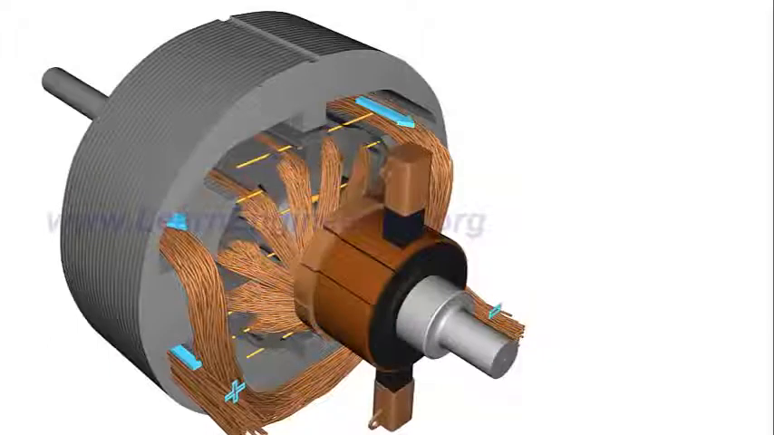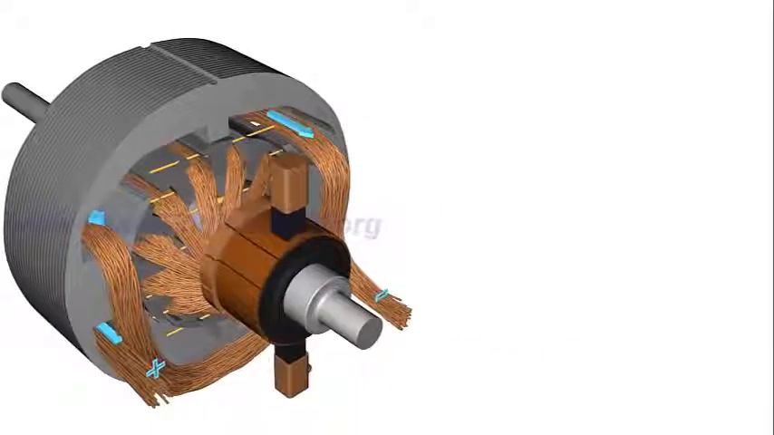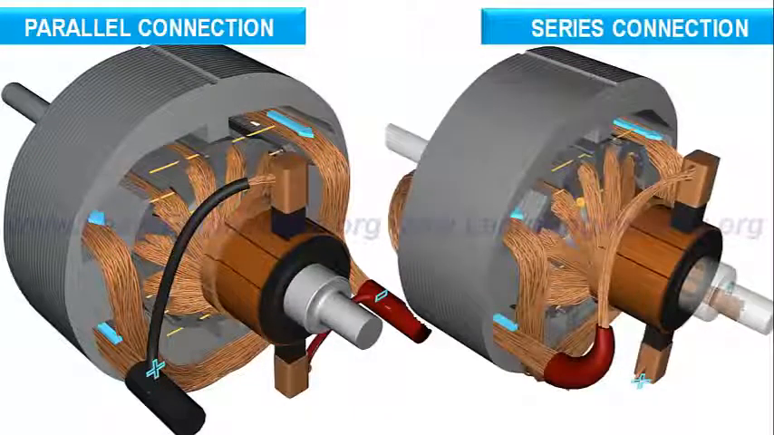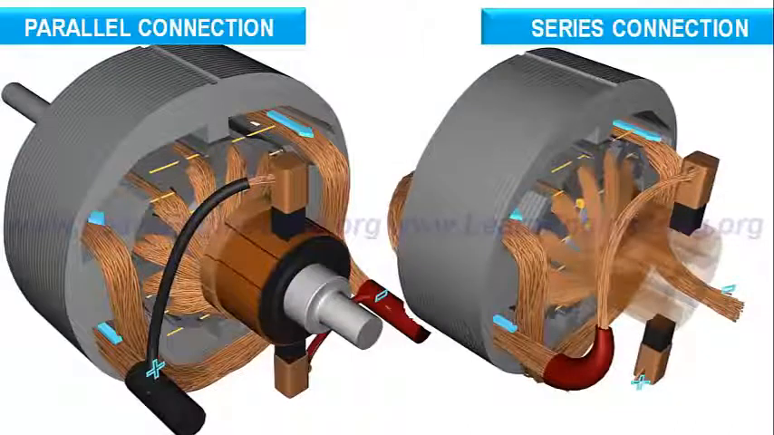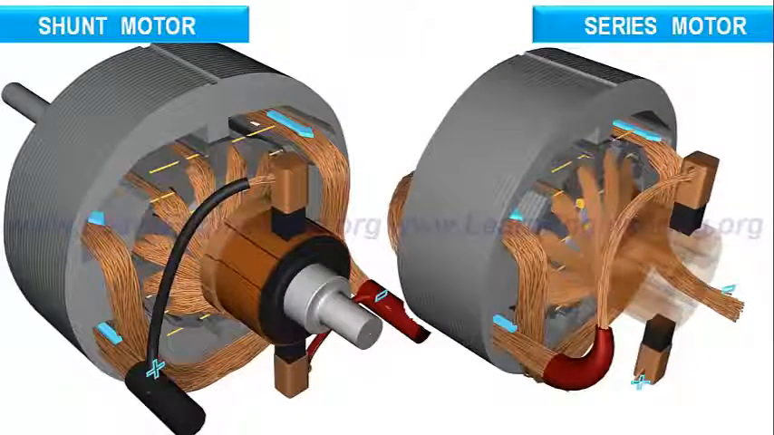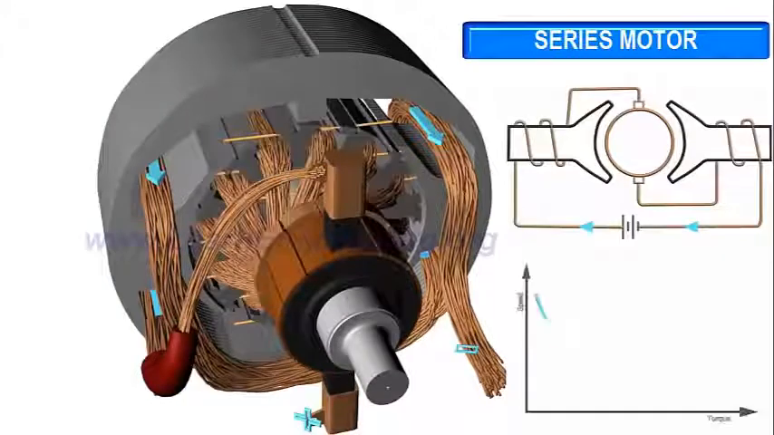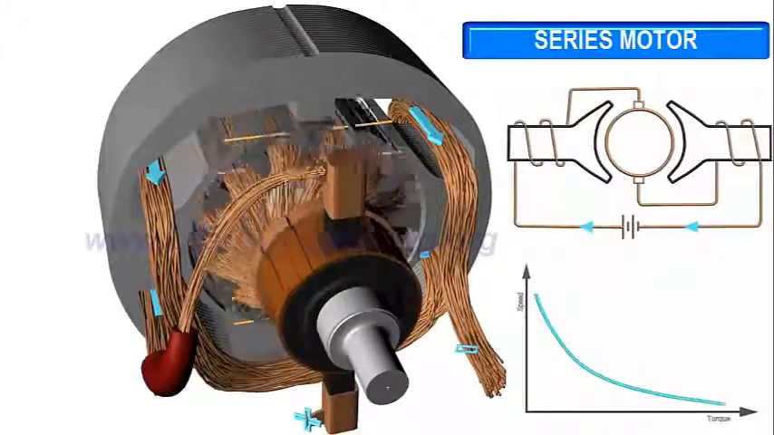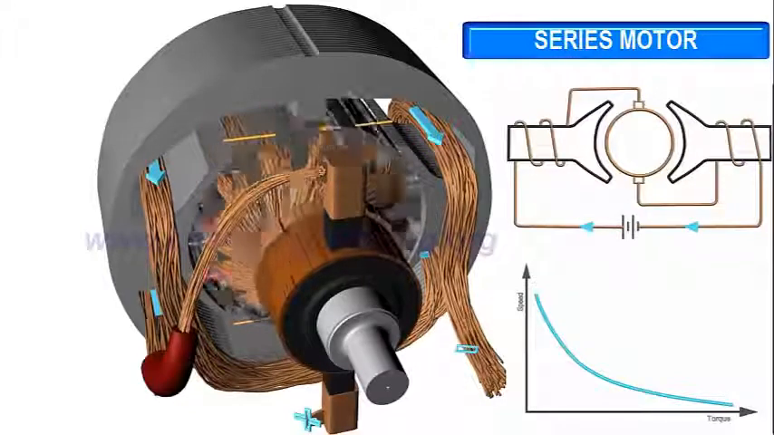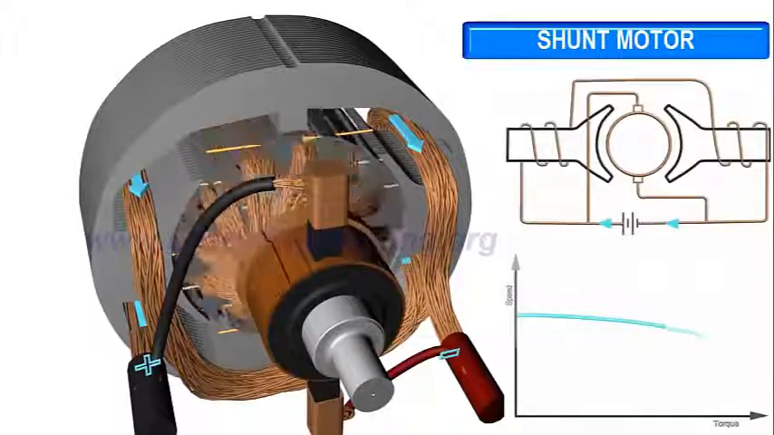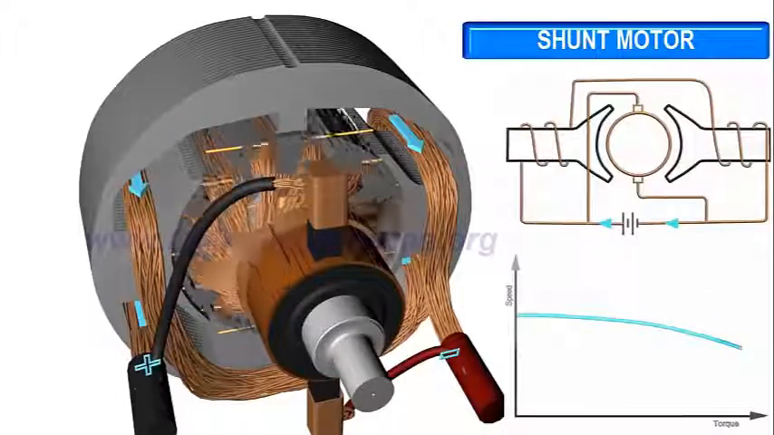The field coils can be connected to the rotor windings in two different ways: parallel or series. The result is two different kinds of DC motor constructions: a shunt and a series motor. The series wound motor has good starting torque, but its speed drops drastically with the load. The shunt motor has a low starting torque, but it is able to run almost at a constant speed, irrespective of the load acting on the motor.